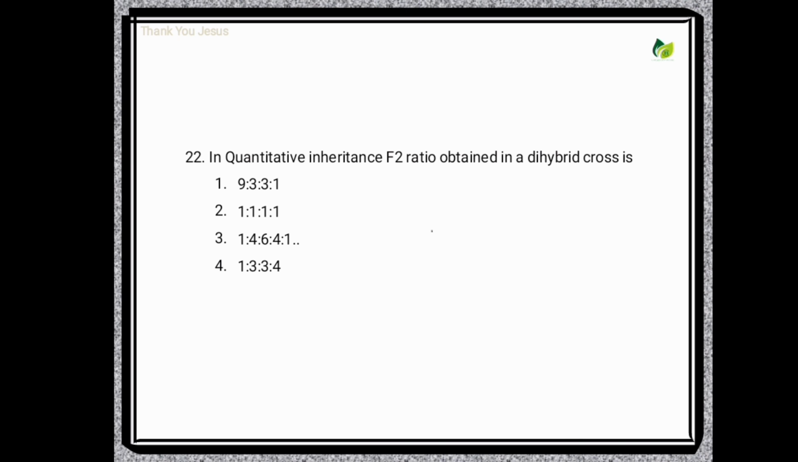Let's see the next question. In quantitative inheritance, the F2 ratio obtained in a dihybrid cross is: 9:3:3:1, 1:1:1:1, 1:4:6:4:1, 1:3:3:4. The correct answer is the third one, that is 1:4:6:4:1, the dihybrid ratio of quantitative inheritance.